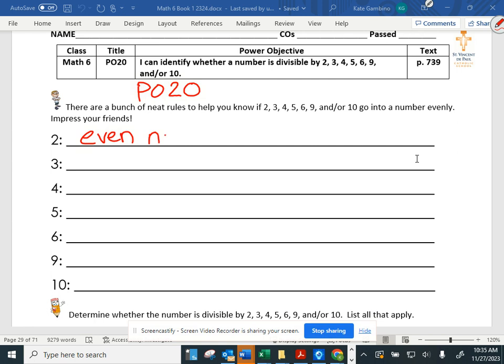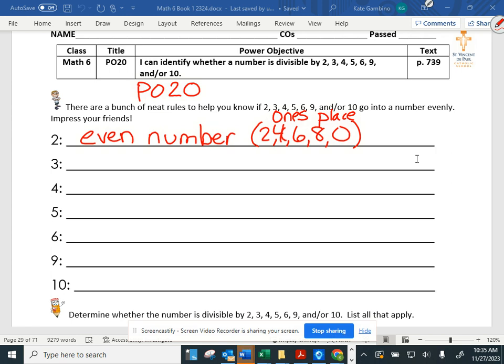It's an even number. 2, 4, 6, 8, 10. So if in the ones place you see a 2, a 4, a 6, an 8, or a 0, you know it is an even number. It is divisible by 2.